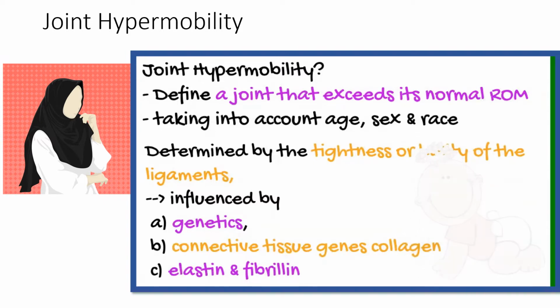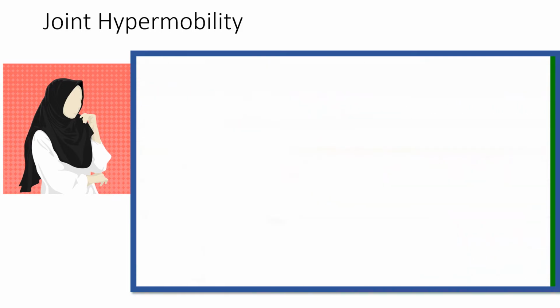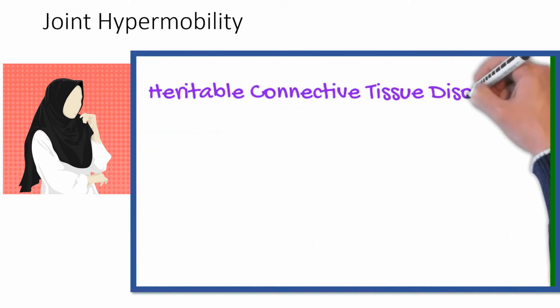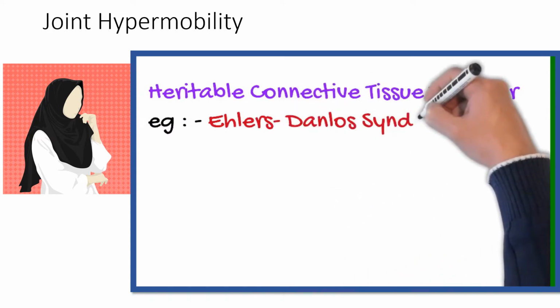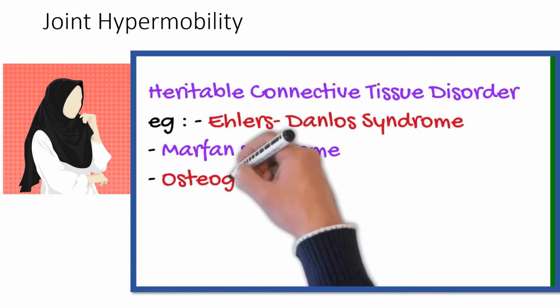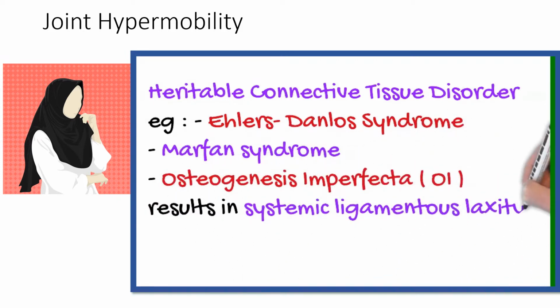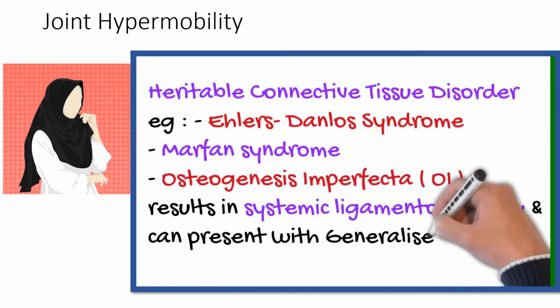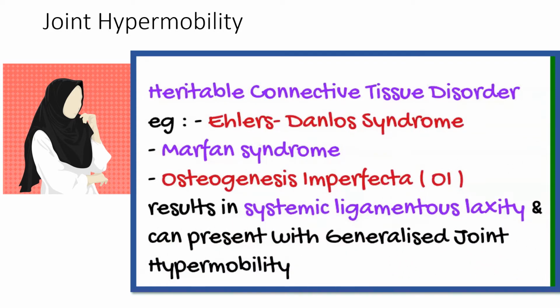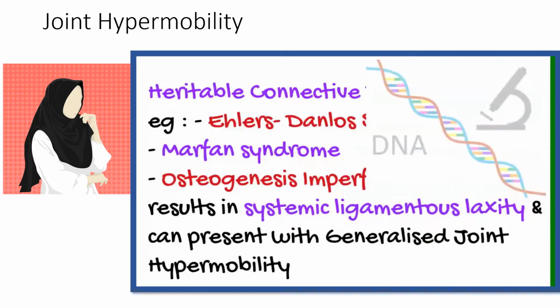Then next, as a consequence, heritable connective tissue disorder, HCTD, like the Ehlers-Danlos syndrome, EDS, Marfan syndrome, and osteogenesis imperfecta, OI, result in systemic ligamentous laxity and can present with generalized joint hypermobility. Okay, got it? Then we are going to the next slide.